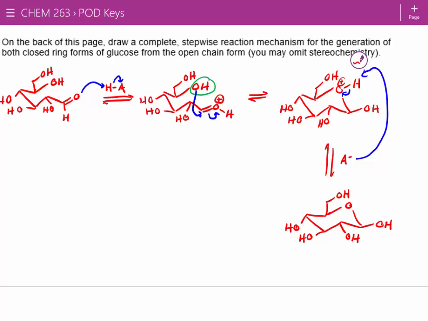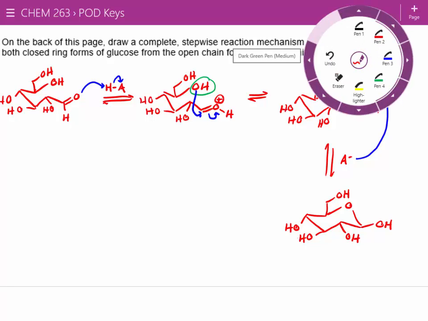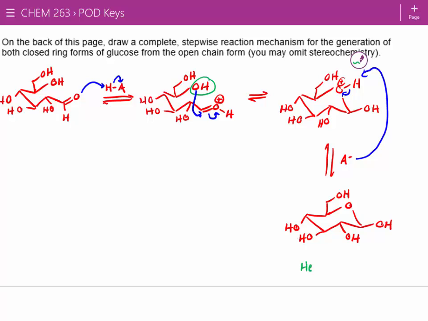Would we have to know the mechanism for acetals? Yep. Okay, and also when we draw this, can we just use the generic HA, or do you want us to use specific? You can do generic HA, that's fine. I know it can save time, especially if you're trying to hurry. Yep.